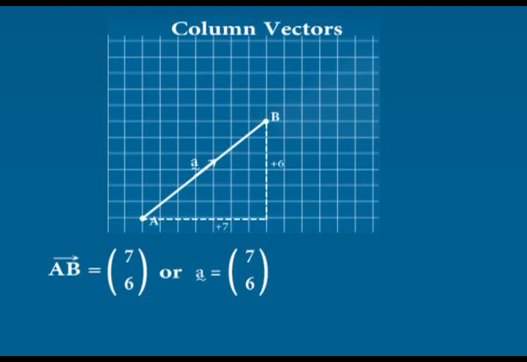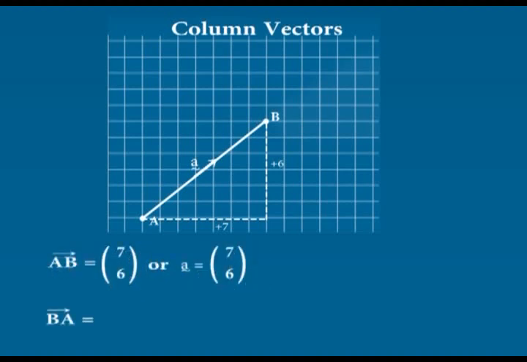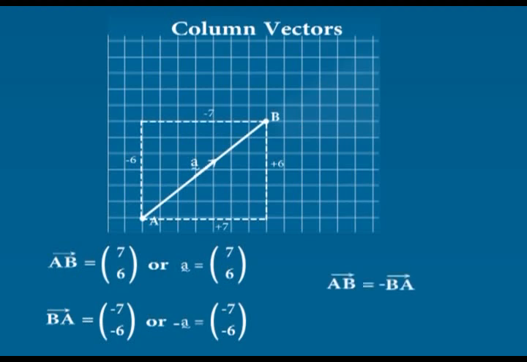We can also describe movement from B to A, or BA. That is 7 units to the left and 6 downwards. And so BA is equal to (-7, -6). This confirms that AB is equal to -BA.